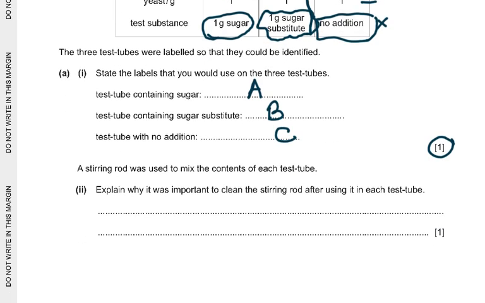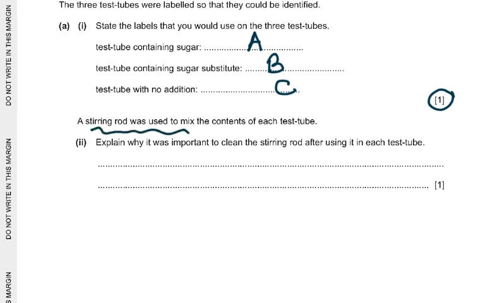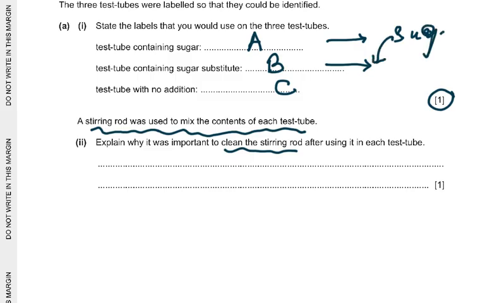Then it says a stirring rod was used to mix the contents of each test tube. And explain why it's important to clean the stirring rod. Well, of course, because it prevents the transfer of sugar. If you used it in test tube A, which had sugar, and then you use the same rod to stir test tube B, then what were you doing? You were taking the sugar here and you were adding it to test tube B, because some of it would stick to the stirring rod. So this is something which is very common sense, but of course common sense is the rarest sense. I always say that. So prevents the transfer of sugar to other test tubes.